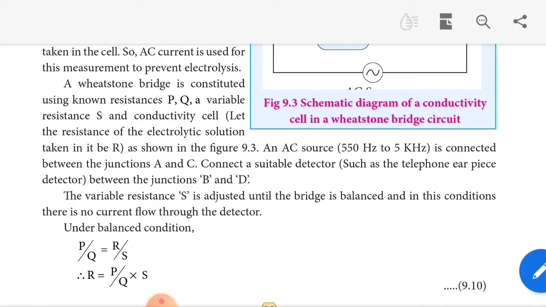So the resistance of the electrolyte solution R is calculated from the known resistance values P and Q, and the S value measured under the balance condition.